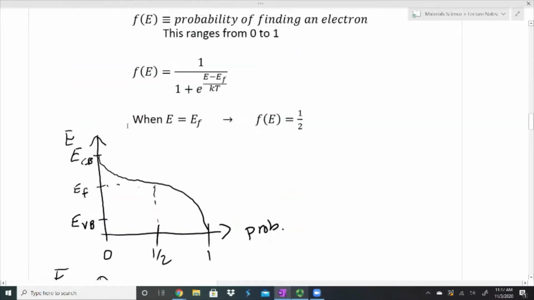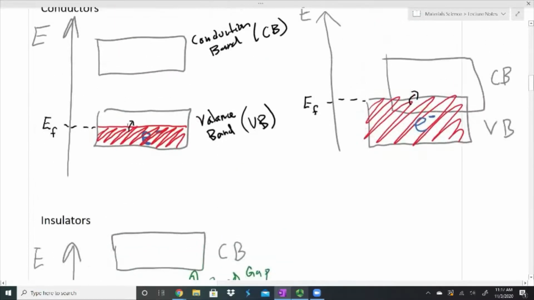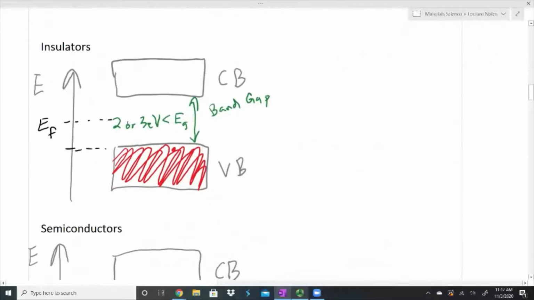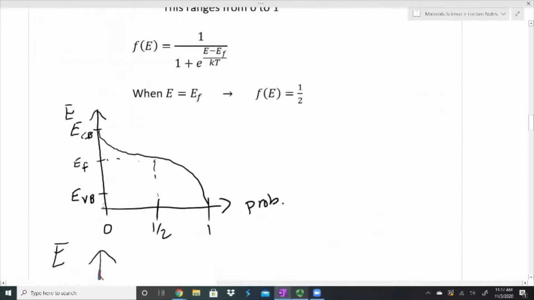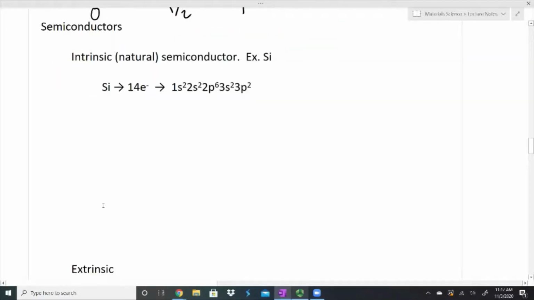So we've talked about conductors, we've talked about insulators, we've introduced semiconductors, and briefly talked about what the Fermi energy is. Now we're going to jump back to semiconductors, and we're going to spend the rest of the time in this video talking specifically about semiconductors.